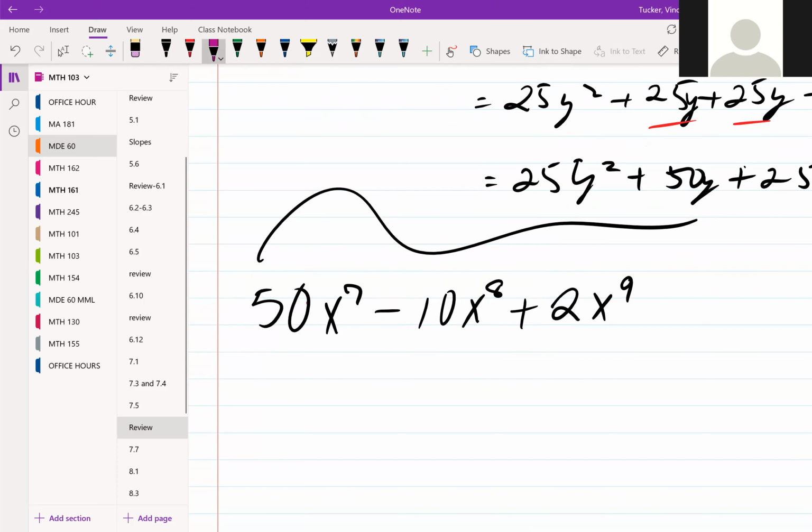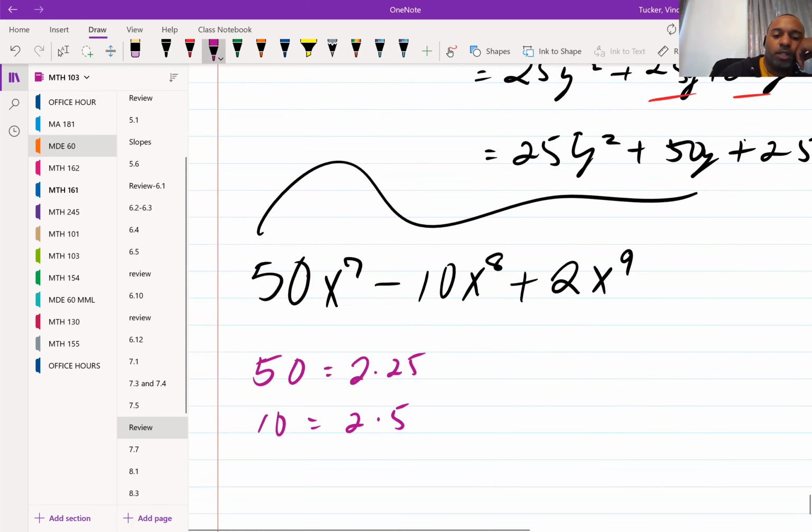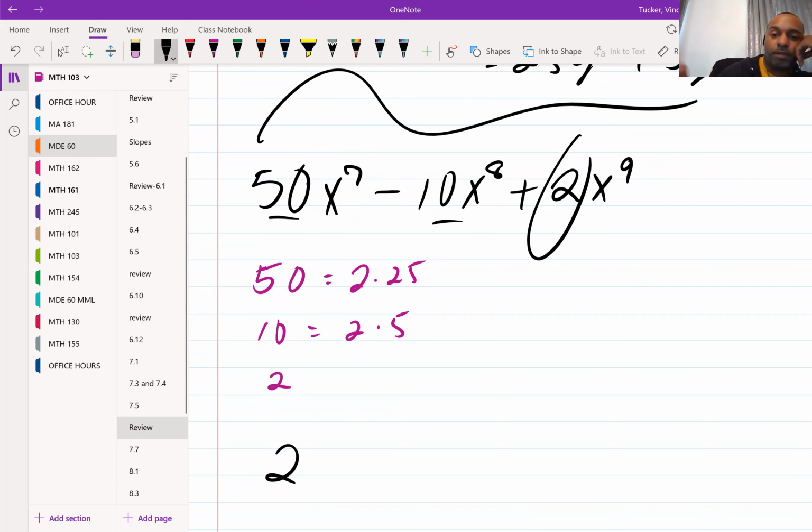So when you look at 50, all of them are even. So that's 2 times 25. 10 is 2 times 5. And then 2 is just 2. So if nothing else, you know you're going to have 2 sitting up front. 2 is the only thing that's in common with all of those, because that's the only thing that's left for this, just 2, right? So 2 is what's in common with all of those.